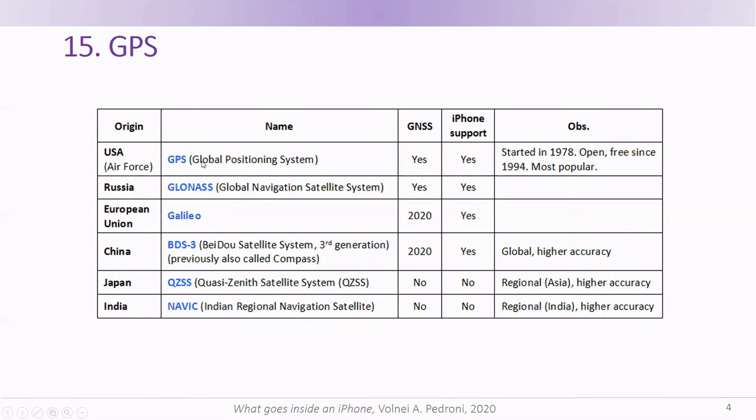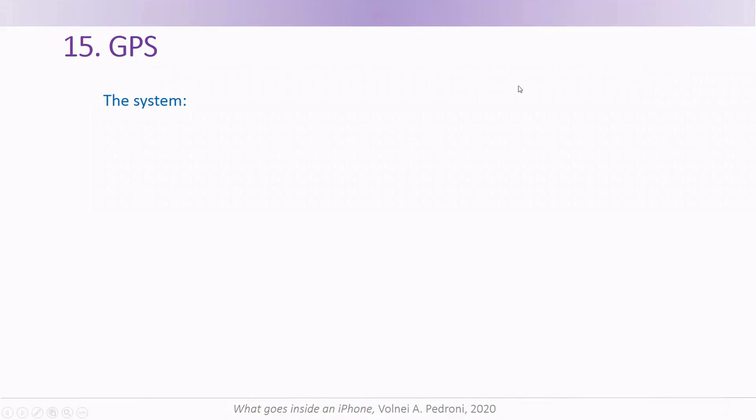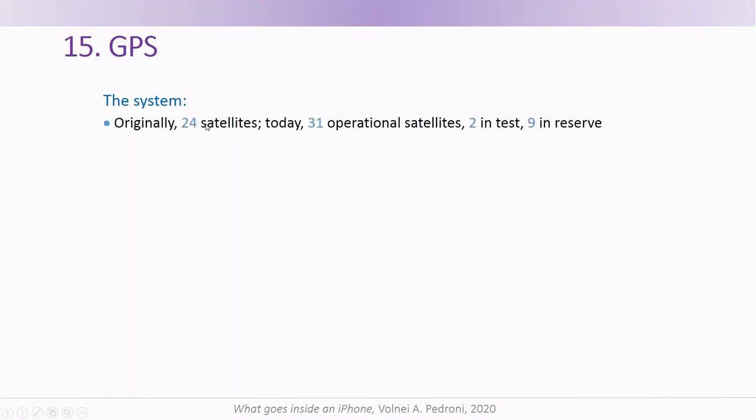GPS, which stands for Global Positioning System, started in 1978 and has been open and free since 1994. Being by far the most popular, it is to that system that this presentation is related. The GPS system: originally with 24 satellites, today with 31, plus 2 in test and 9 in reserve.